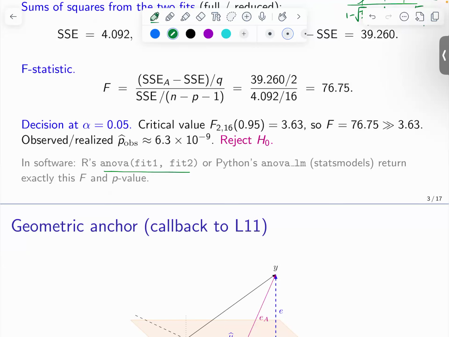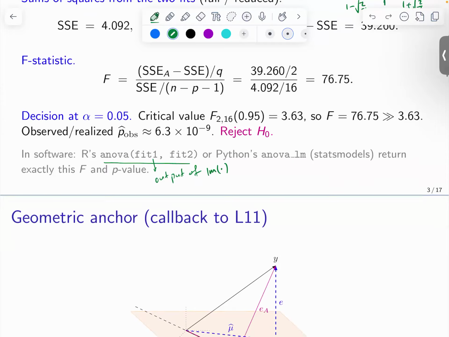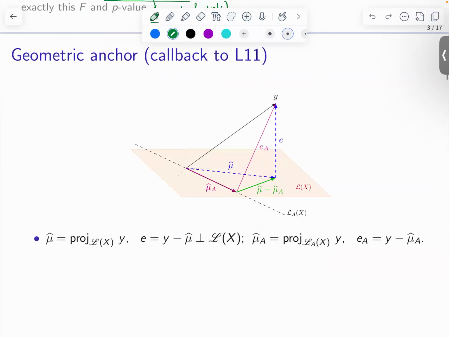So in R, you can do this with the ANOVA command. These are the outputs of LM commands. You use LM to fit the two models, and you get the fit objects that R gives you, and then you apply ANOVA, and it gives you all the information about the F-test. It gives you an ANOVA table that we'll see. And in Python, apparently there is one, which I haven't checked. Okay, so that was an example.